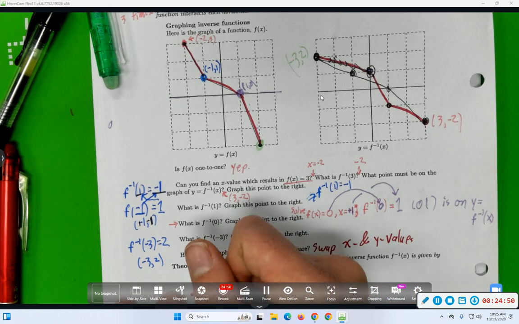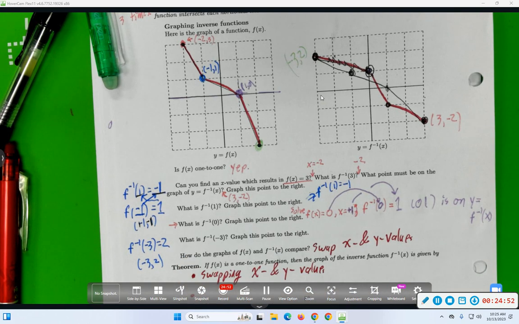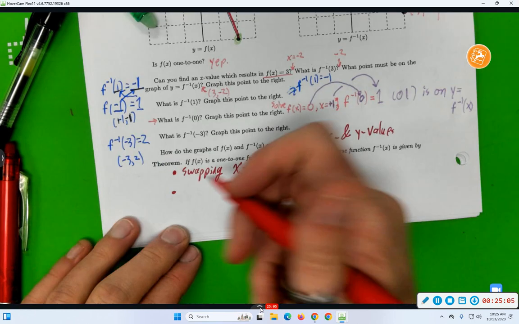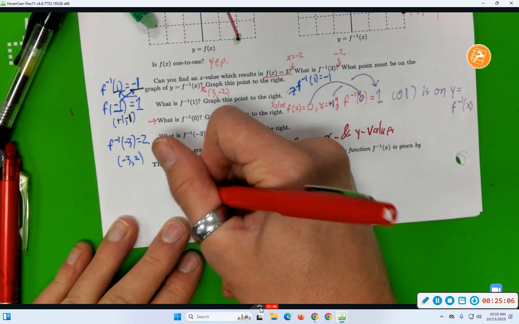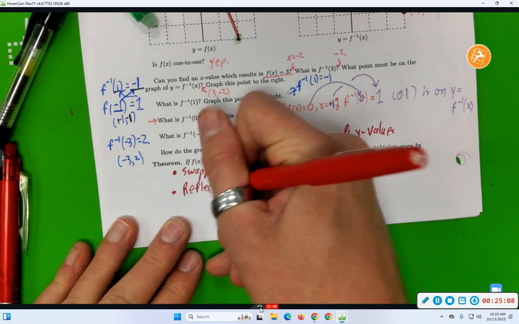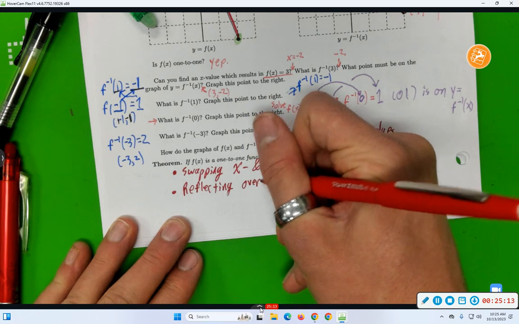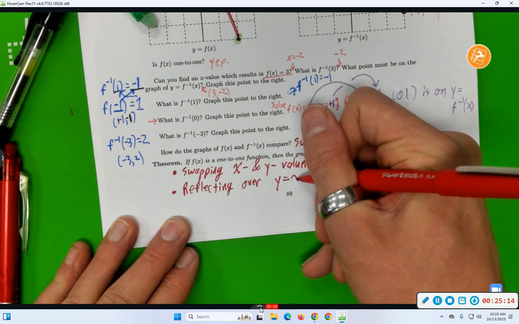And maybe I'll say that in one additional way, just because you'll see it written this way sometimes, and it's useful to think of things in terms of symmetries. You can also accomplish this by doing a reflection. You can swap all the x and y values by reflecting over the straight line y equals x.